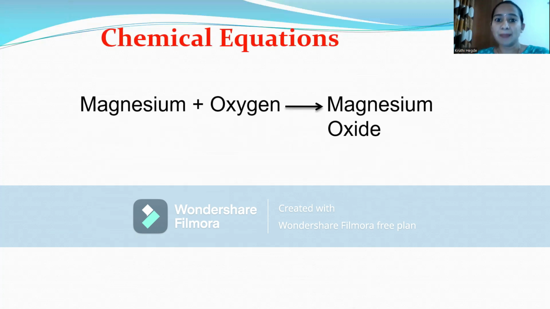Here is an example of a chemical equation. Burning of magnesium ribbon. When magnesium ribbon is burnt, it combines with oxygen to produce magnesium oxide. I'm telling this process of burning of magnesium ribbon in the form of a sentence. If I want to put it in shorthand, I can represent it the way you are seeing here. That is magnesium plus oxygen giving magnesium oxide.